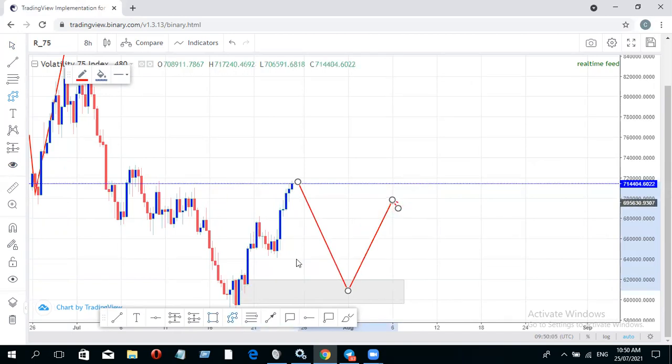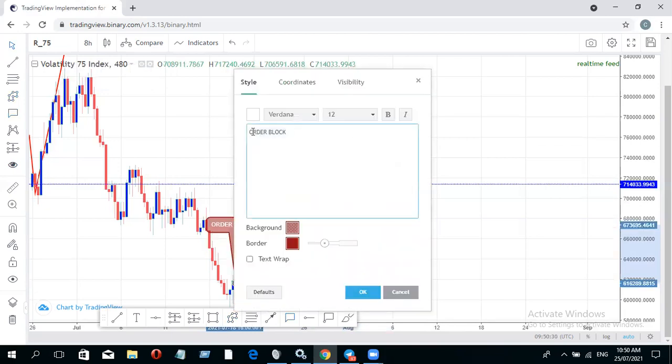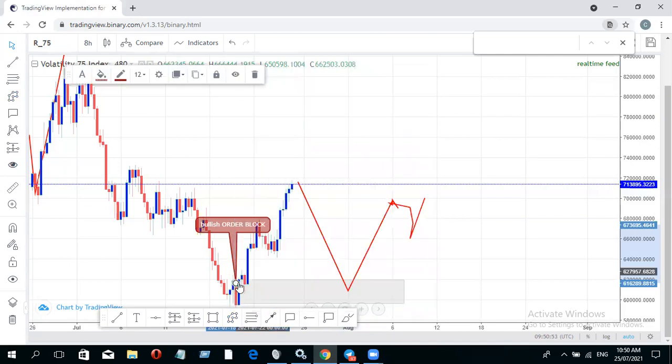Why? Because it was the last candle before this sharp move that has taken days. This buy has been up for days, right? So you can call this our bullish order block. Let me highlight that so we can see it. You can call it our bullish order block because it's the last bearish candle before the move up. So it's a bullish order block, this particular candle here. All right, so that is it for bullish order blocks.